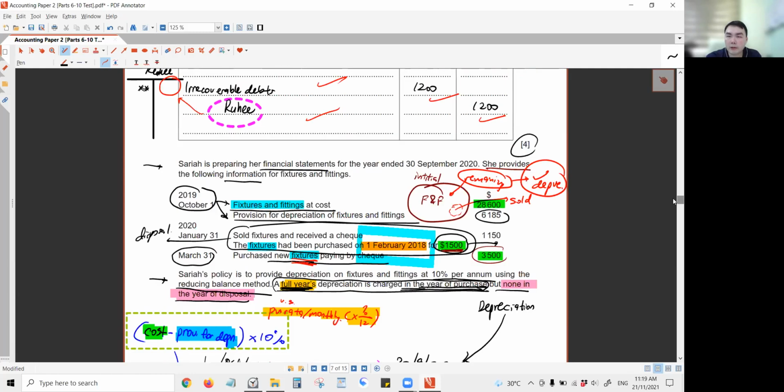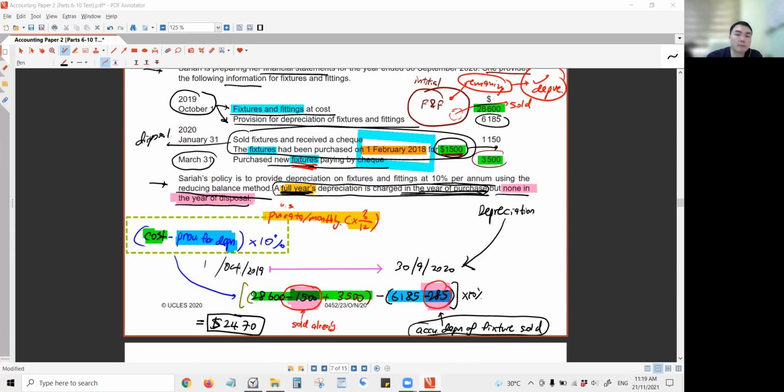Okay, one of you asked me, what if the question doesn't say none in the year of disposal? They will have something else for you. Instead of none in the year of disposal, maybe they would say something like this. The other version, let me tell you what it is. If they don't write none in the year of disposal, they will write full year depreciation is charged in the year of purchase, but is prorated in year of disposal.